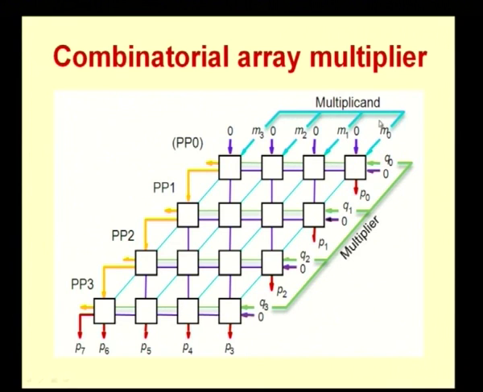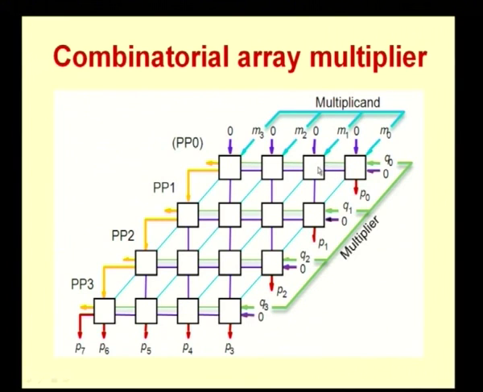The multiplicand is given as m0, m1, m2, m3. Now this example we are looking at is a 4 by 4 multiplier. So m0, m1, m2, m3 are the multiplicand bits, and q0, q1, q2, q3 are the multiplier bits. Depending on the multiplier bits and the multiplicand bits, the different partial products have to be generated.